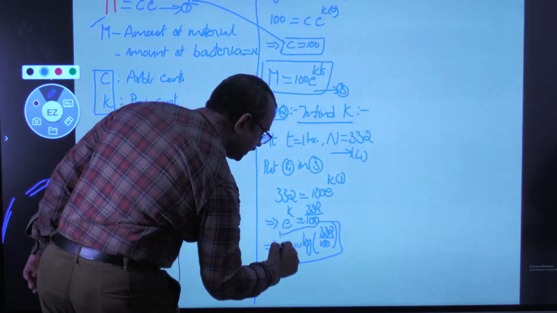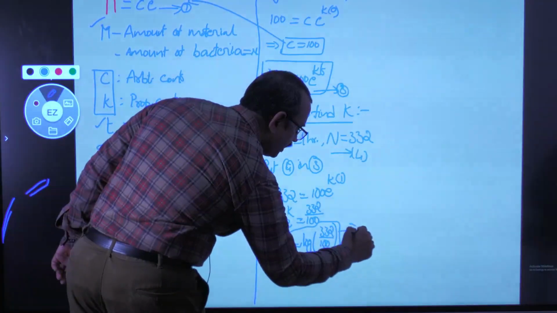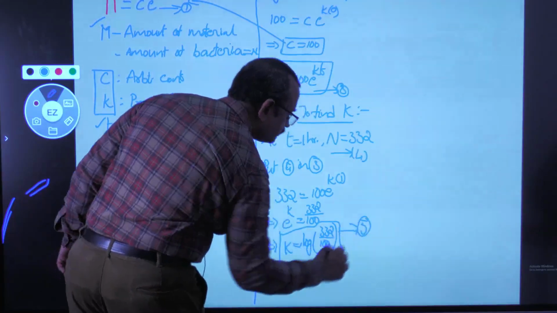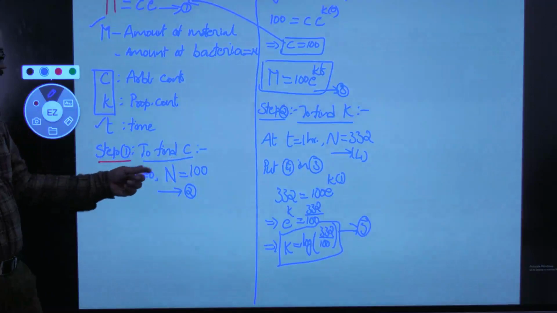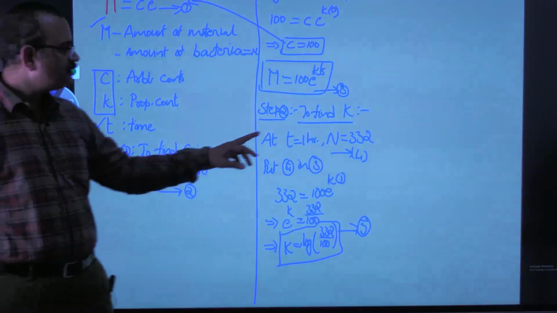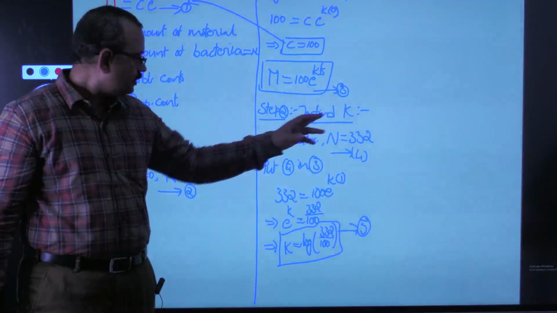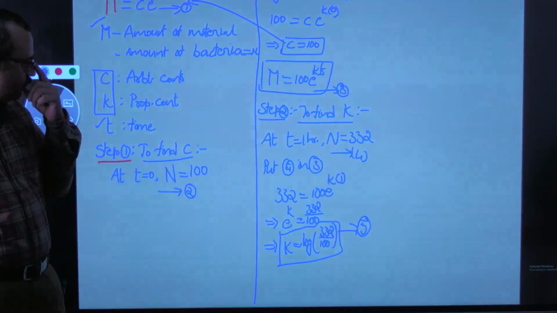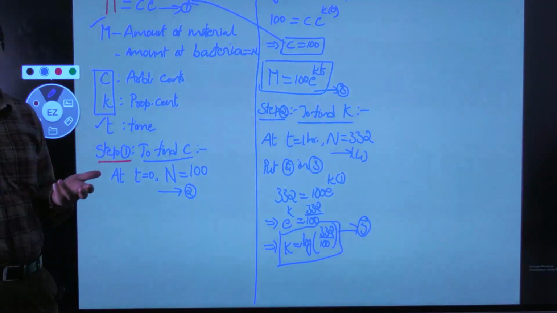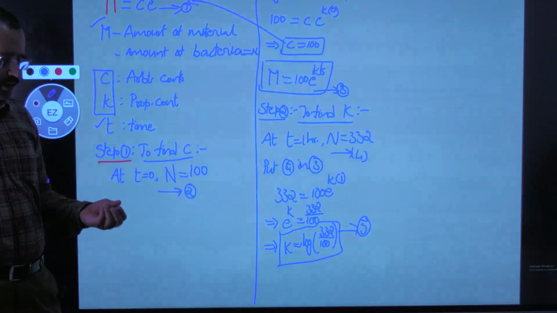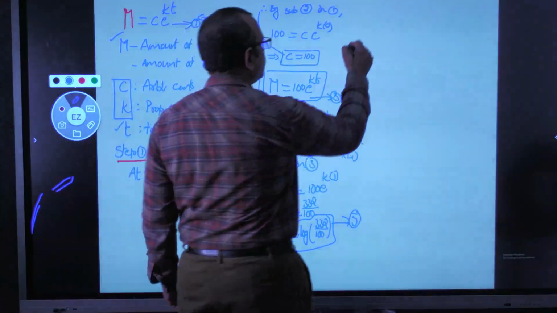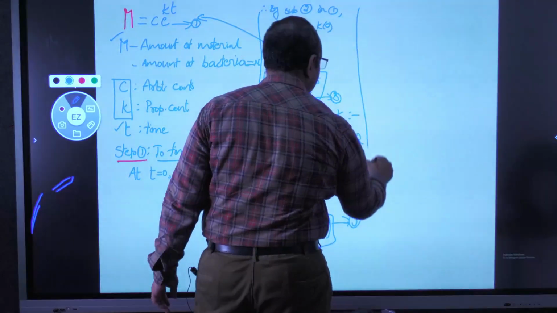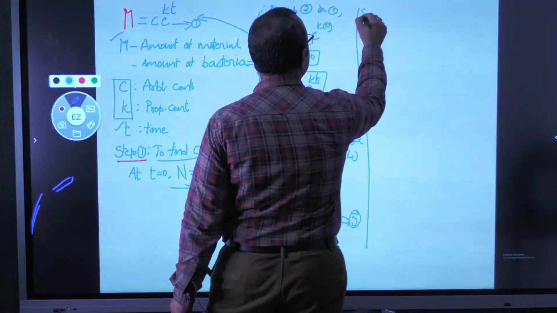Now we just keep it aside. Now we have the k value and the c value. We have got both the two unknowns. In step 1 we found the c value, and in step 2 we got the k value. Now the final problem we have to conclude is, after 1.5 hours how much bacteria will be there. That is our last step, which you can take as step 3.